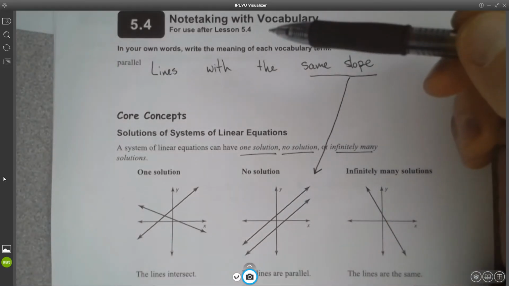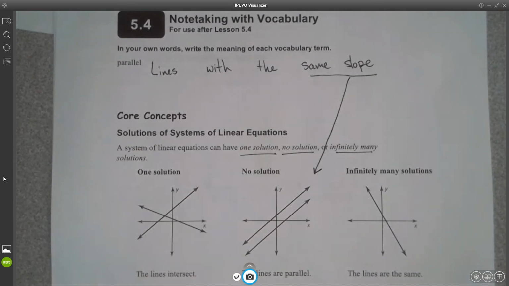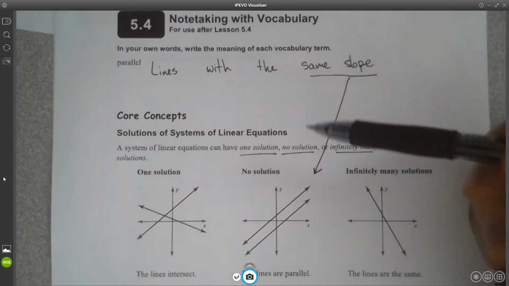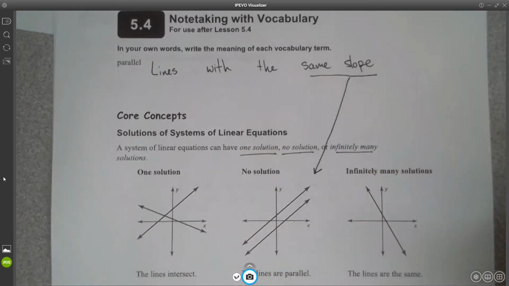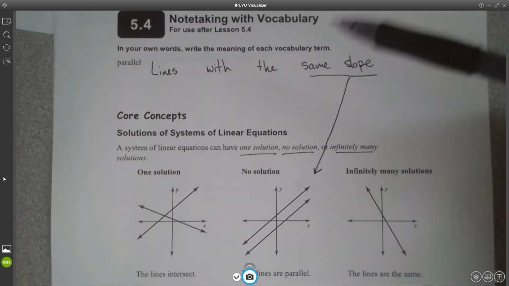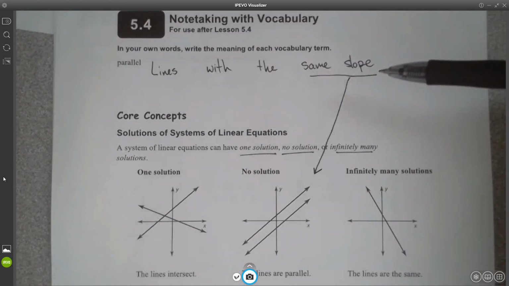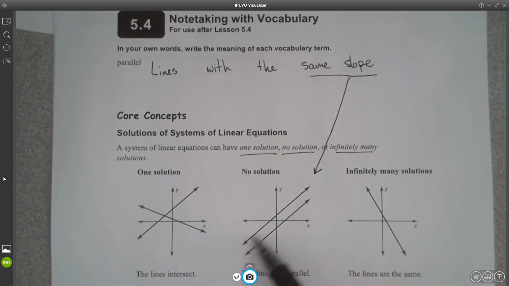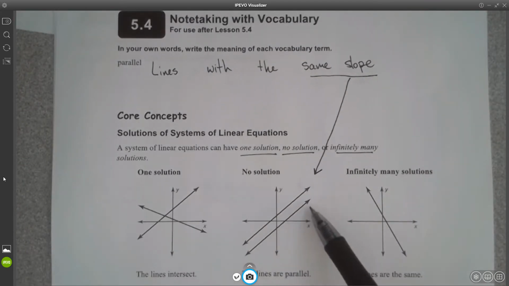In section 5.4, we're looking at some alternate situations you might find yourselves in when solving systems of equations. I want to start with a reminder that lines that are parallel are lines which have the same slope. So that would be a graph that looks like the one down here in the middle.